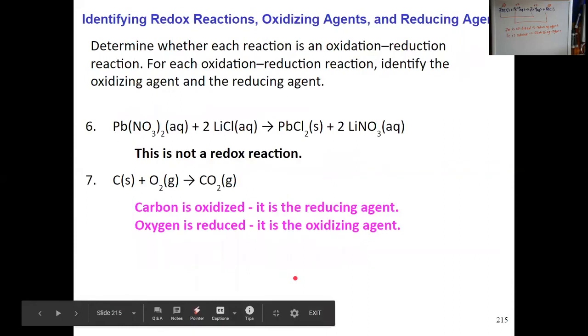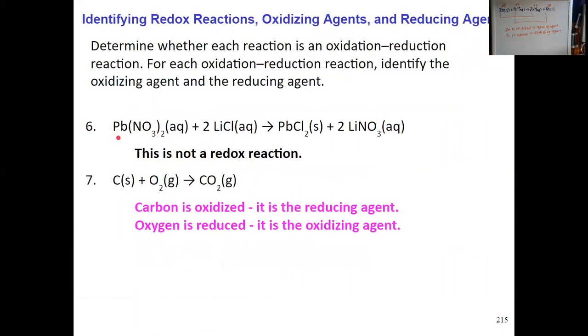For number 6, if you write out the oxidation states for each of the components here, you'll find that there is no change in oxidation state. That means that it is not a redox reaction. For number 7, carbon goes from 0 to +4. That's oxidation. That means that carbon is the reducing agent. Oxygen goes from 0 to -2, so it's reduced. That means that oxygen is the oxidizing agent. Okay, so that sums up oxidation and reduction.